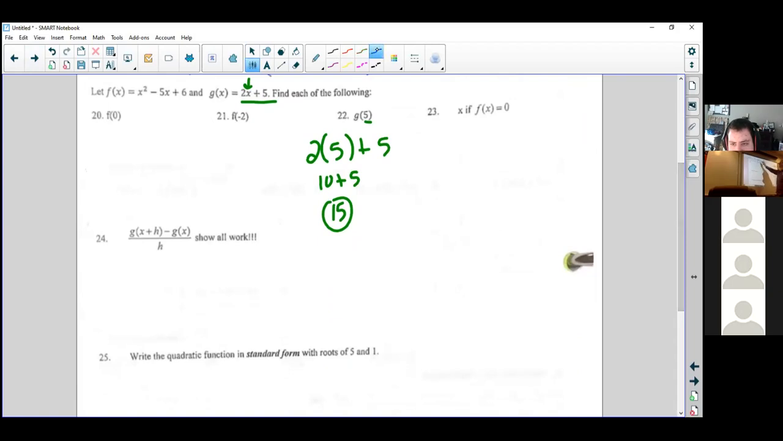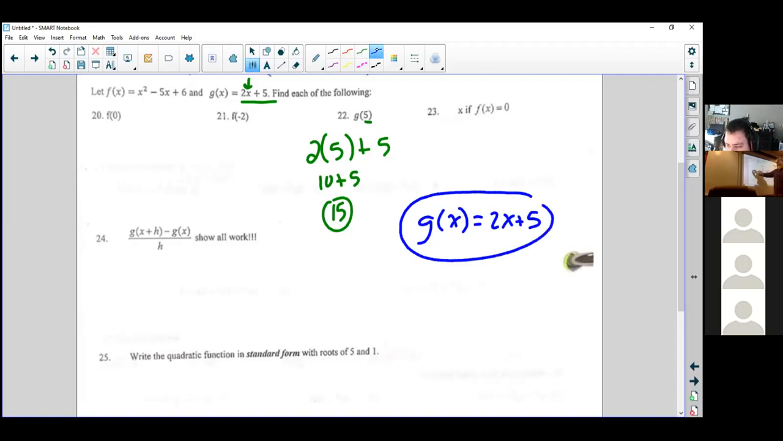24, first off, I'm going to use the g at x. I'm using this equation, and we're going to modify this equation. So the first thing says g at x plus h. So think of my g function. There was an x in those parentheses, so now I'm going to put x plus h in there. This was just x originally. Now I'm going to plug x plus h in.